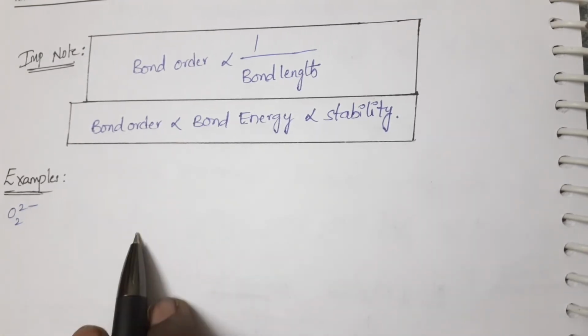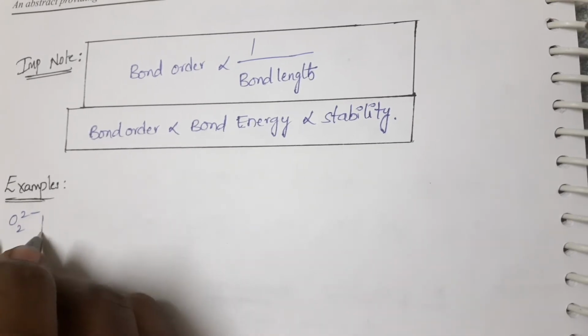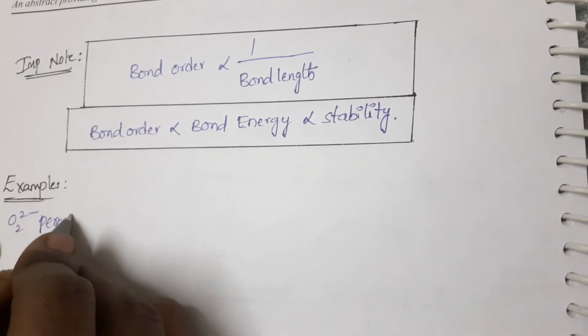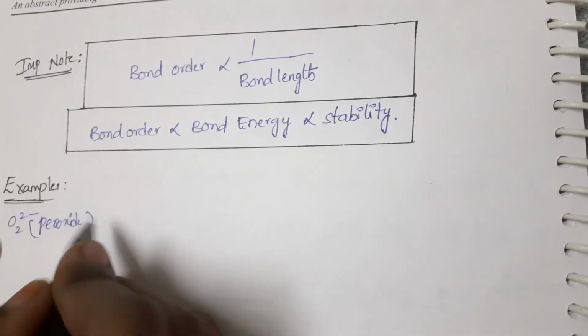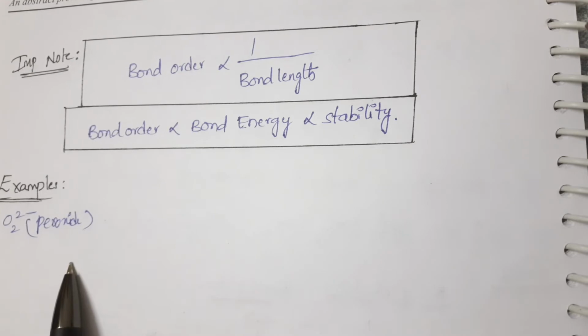Okay, first example, O2 2 minus. It is peroxide. So oxygen forms three types of oxides: oxide, superoxide, peroxide. The peroxide formula is O2 2 minus.